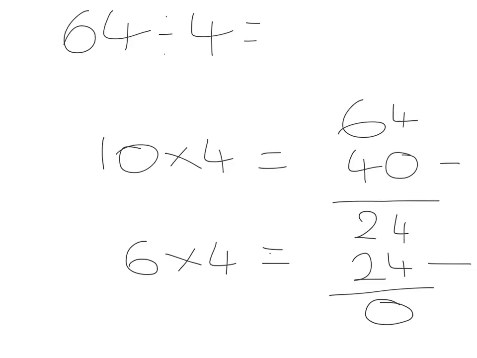What I need to do now is look at the two numbers that I have multiplied 4 by to give my answer. I've got 10 and 6. So 10 plus 6 equals 16. Therefore, I know that 64 divided by 4 equals 16.